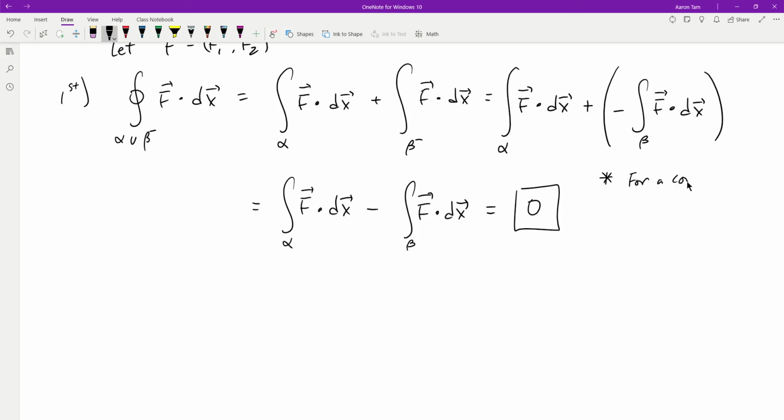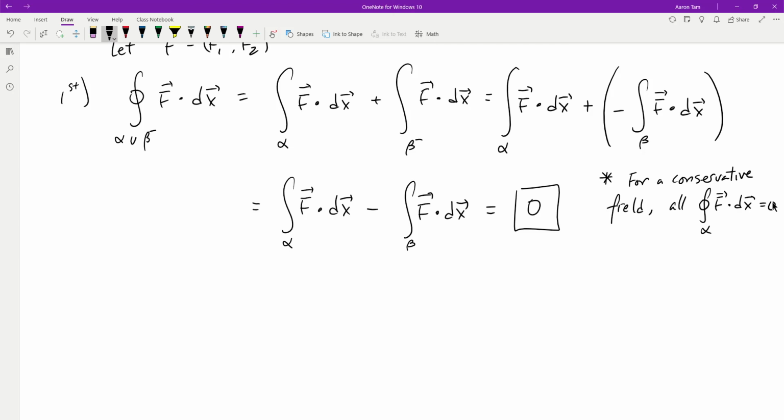For a conservative field, all closed curve integrals are always equal to 0. Because every closed curve integral will have to be basically two curves that go from the same beginning point to the same end point, but just take different paths, but one of them has to go in the opposite direction.